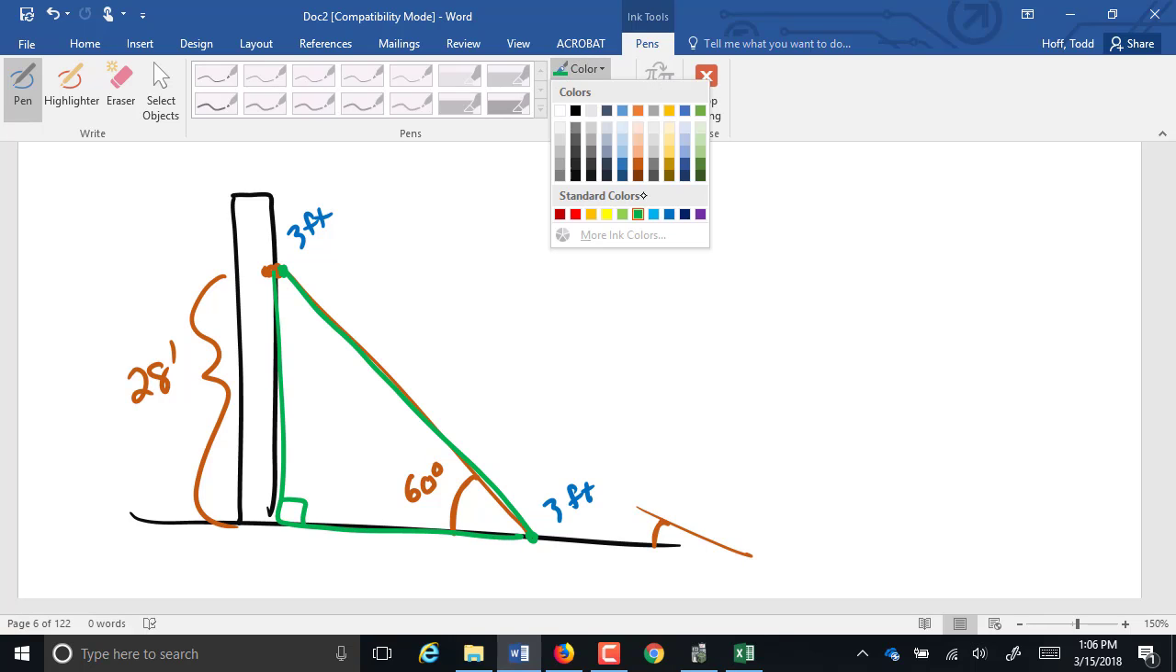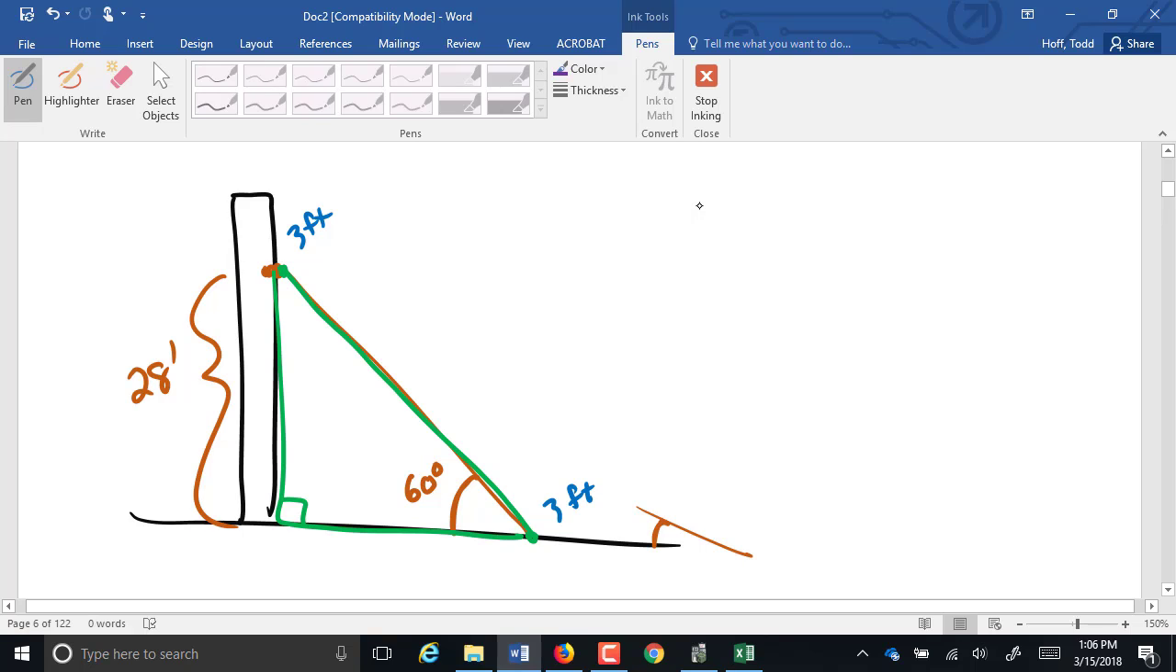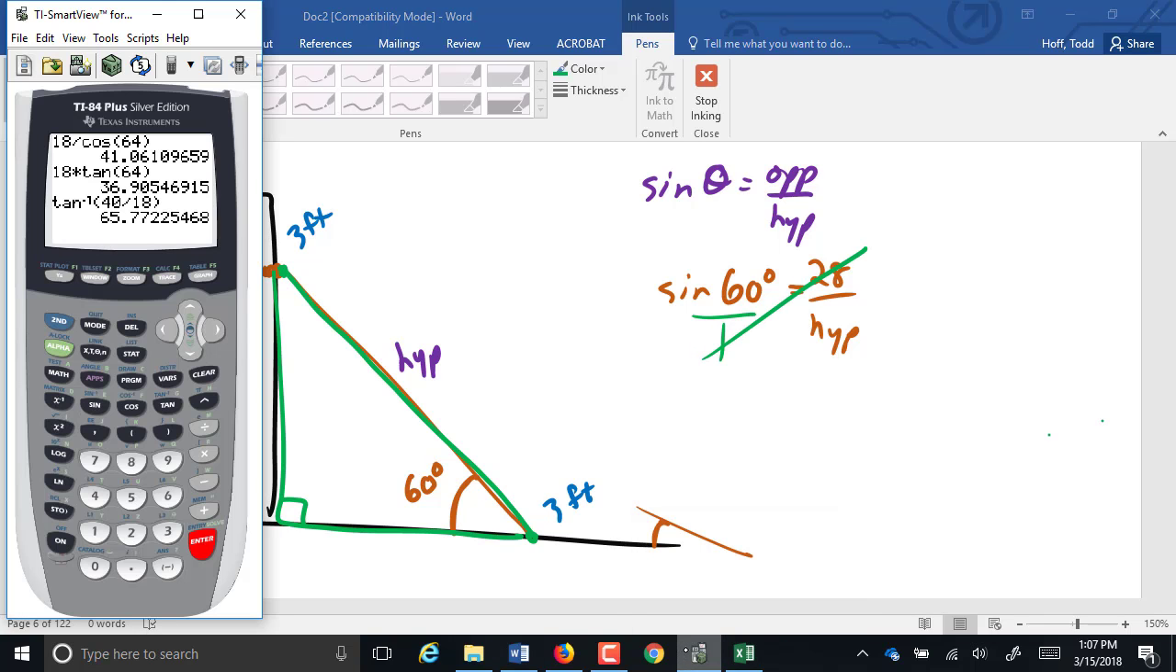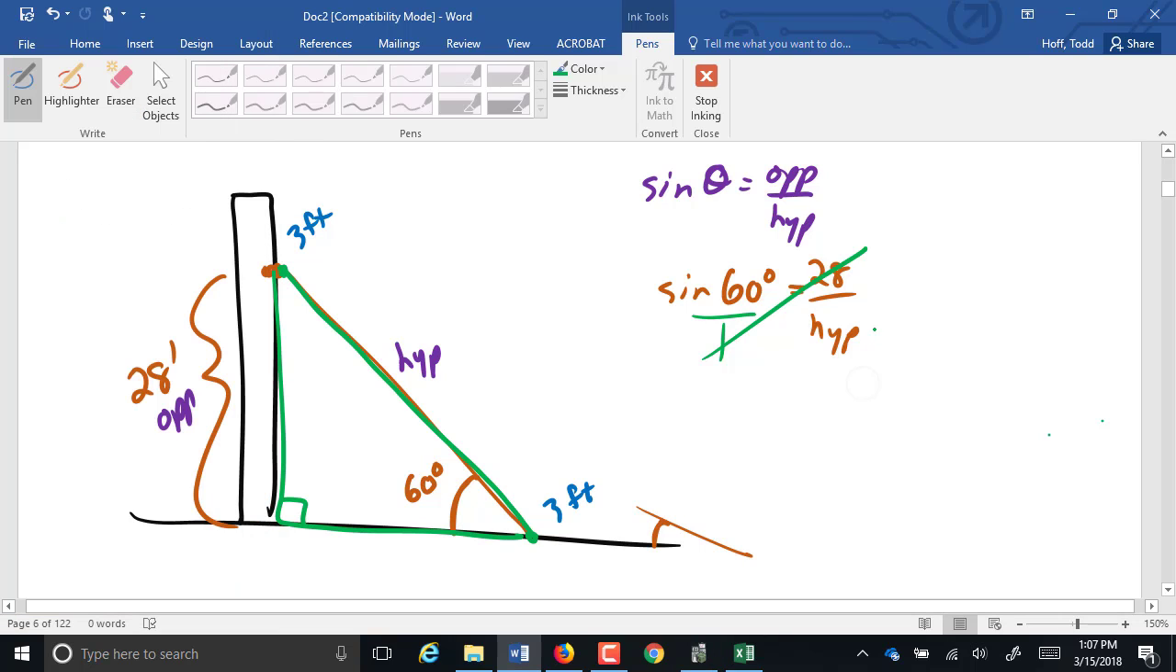There's our right angle. The 28 is what side? Opposite. We're looking for what side here? The hypotenuse. Sine is opposite over hypotenuse. So we know the 60 degrees. Opposite side is 28. We are looking for that hypotenuse. Since we are looking for a side, I make this into a proportion and we'll cross multiply and divide. 1 times 28 is 28 divided by the sine of 60 is 32.33.